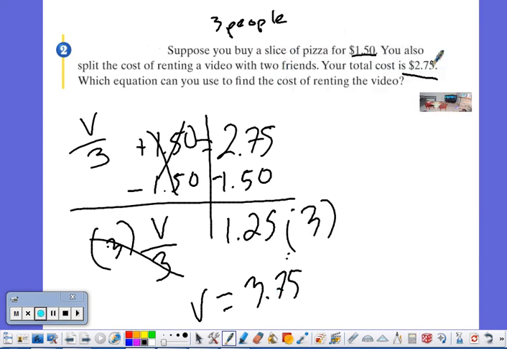What does this mean? The video costs $3.75. Okay, look at it again. Setting it up to 2-step equations, the reverse order of operations.